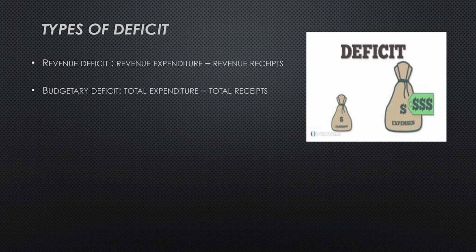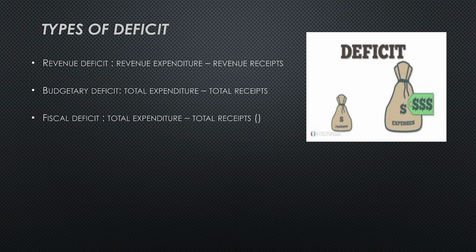Next is budgetary deficit. Budgetary deficit gives us the overall picture. So here we are taking into consideration total expenditure and total receipts. Total expenditure consists of revenue expenditure as well as capital expenditure, whereas total receipts also consist of revenue receipts and capital receipts.